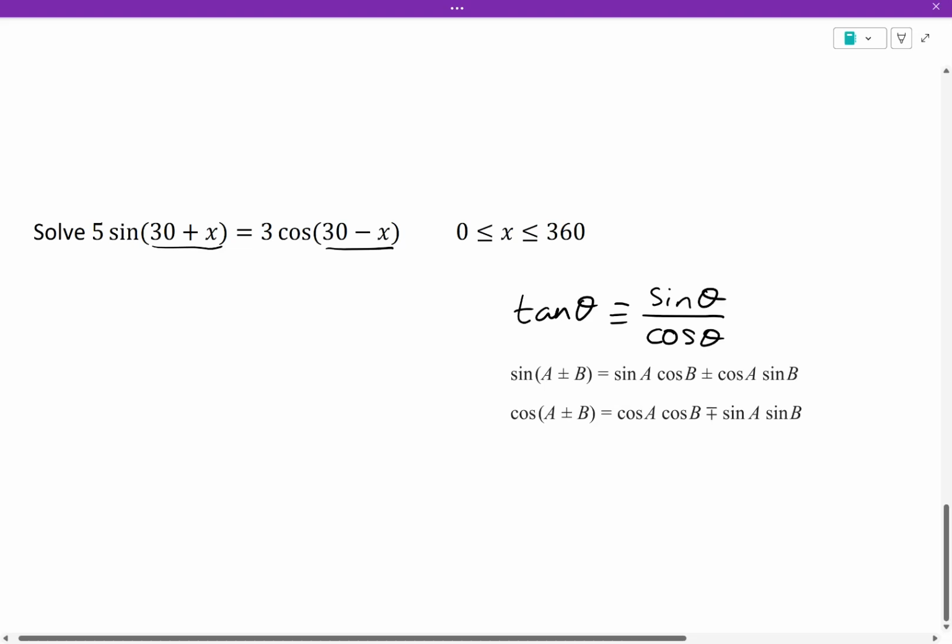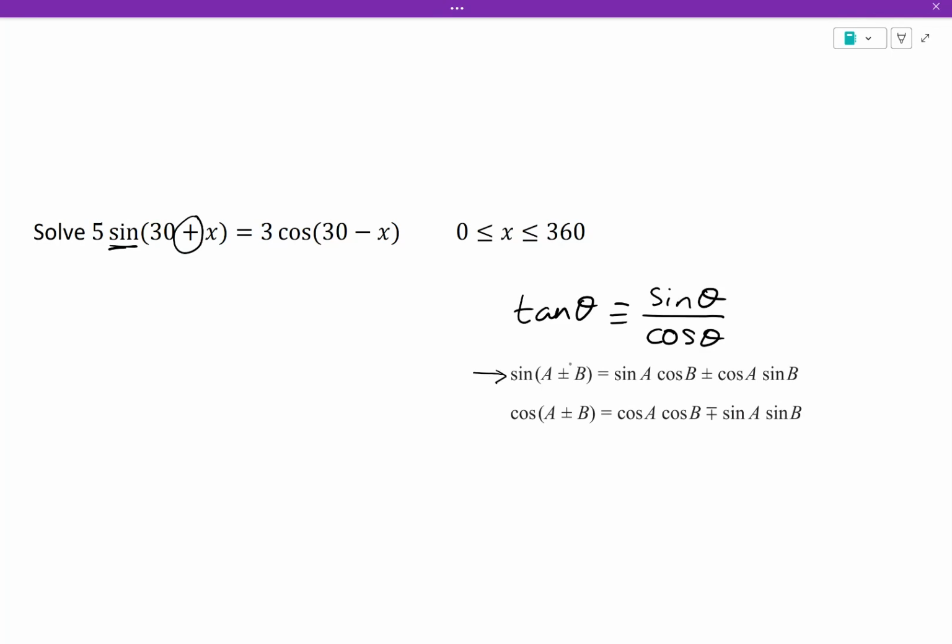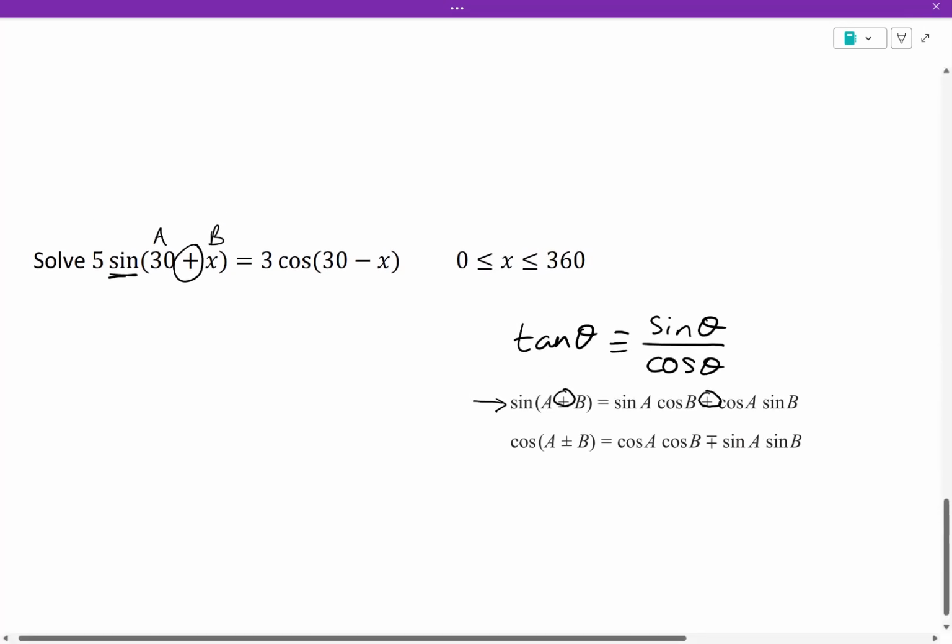So I've got them here. Now, if we look at our left-hand side, we have sine, and in the middle, we've got a plus. So therefore, we would be using the top one here, and we would be using the plus part, which is the top part here and here. So our value for A, we can say is 30, and our value for B is going to be x. So don't forget about your 5.